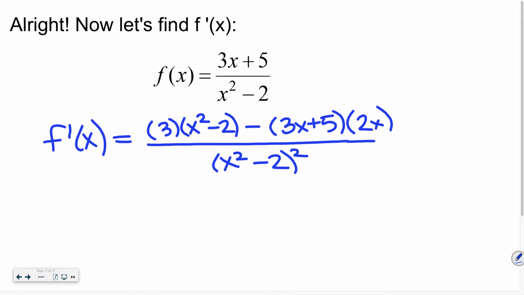This would be sufficient, but I'm going to go ahead and go all the way through. This would be fine for now. But what we could do is we could multiply that 3 through. We could multiply this 2x with the subtraction through.